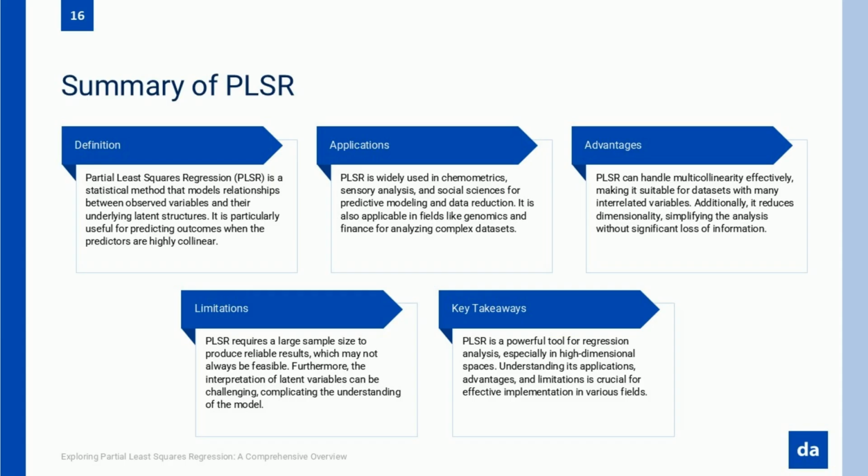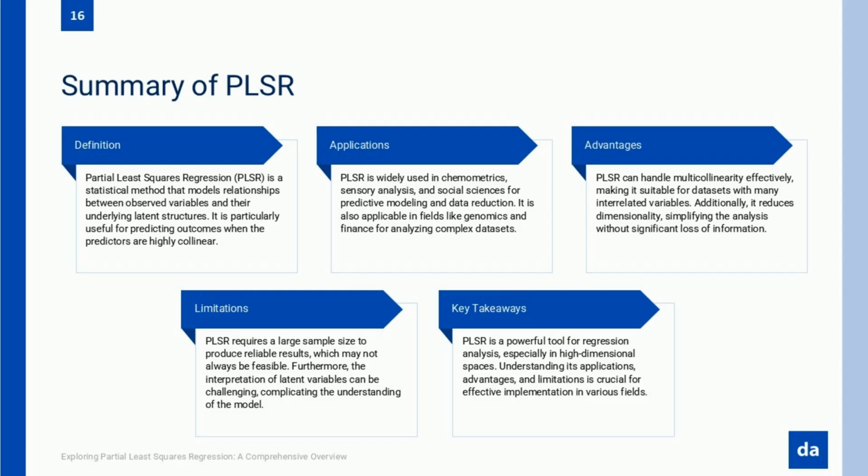PLSR is a lifesaver when dealing with multicollinearity, meaning it doesn't panic when predictors are highly correlated. It also works well with small data sets, handles dimensionality reduction, and can still produce meaningful predictions when other methods fail. Plus, its ability to maximize covariance between predictors and response variables makes it incredibly effective for complex real-world applications, but it's not all sunshine and perfect regression lines.